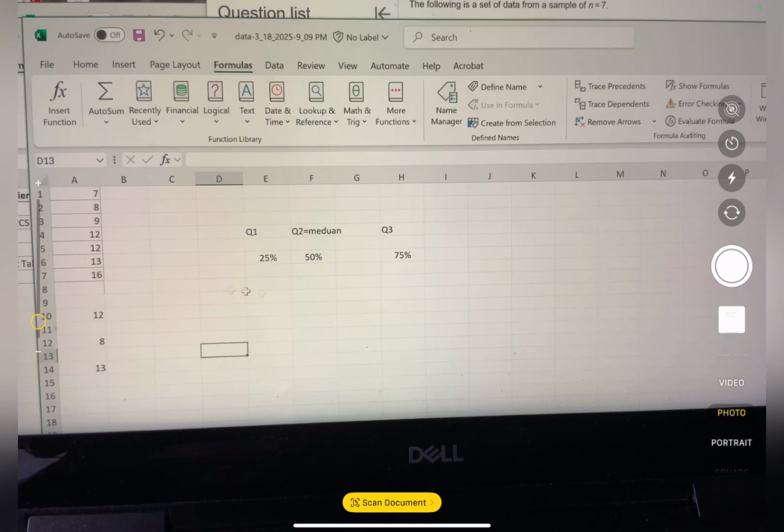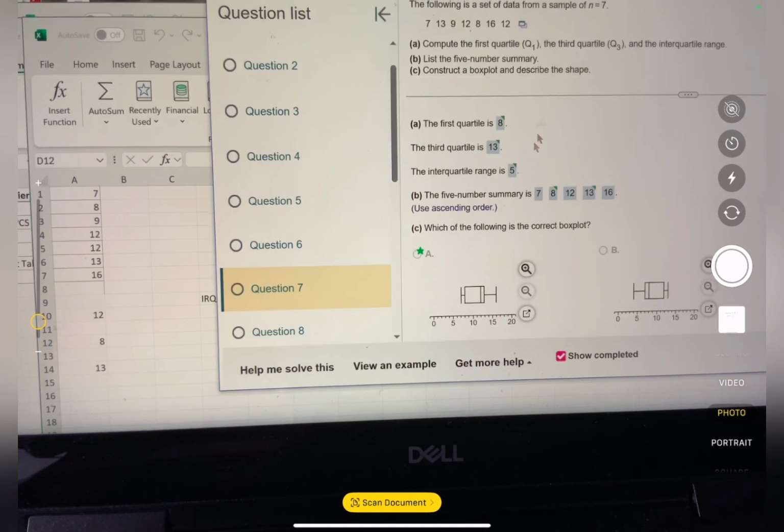And the interquartile range, IQR, is equal to Q3 minus Q1. So 13 minus 8 is 5. Here we go.